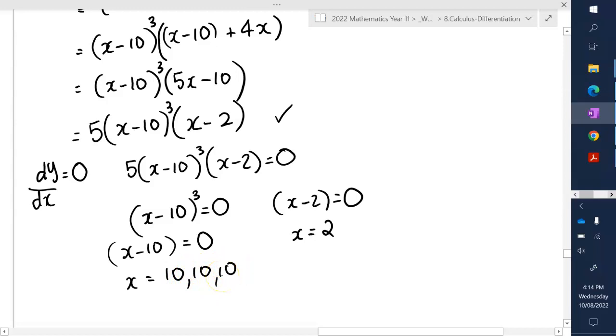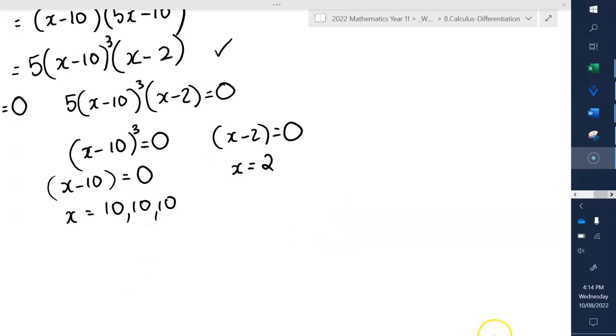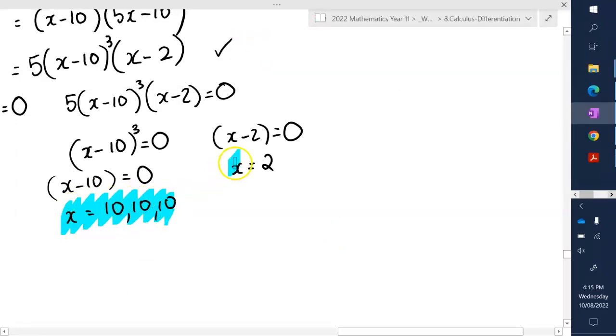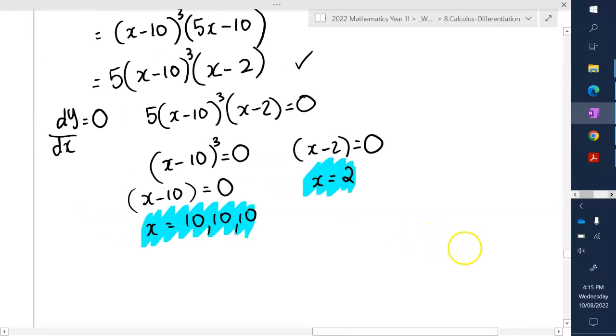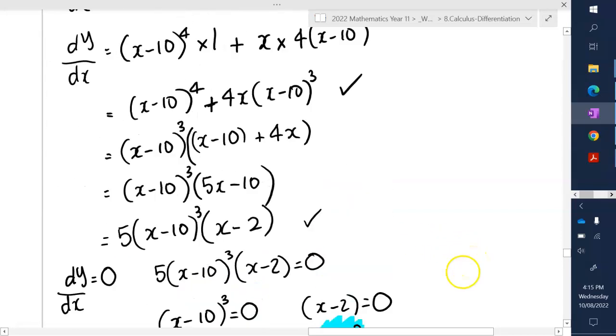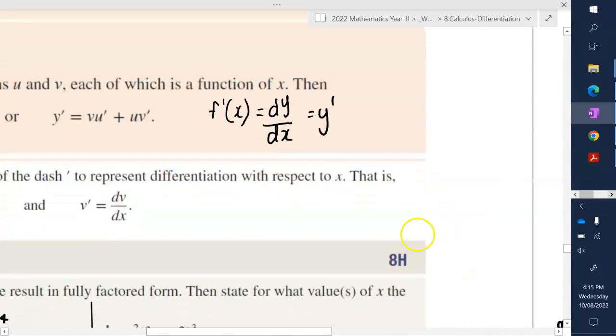And we've also got x is equal to 2. So we've got a triple root there, and we've got a single one there. So those are our solutions, and I will highlight those in blue for us. So x equals 10 and x equals 2 is where our derivative is equal to 0. Let's now go and look at the second question to have another go at it.